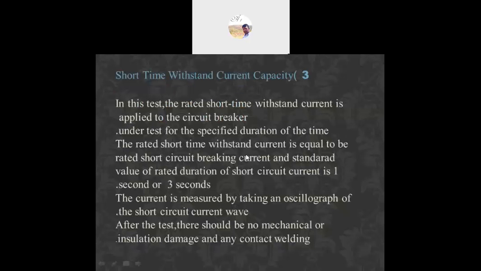So the current is measured by taking the oscillograph of the short circuit current. That will be tested, that is of a transient nature. So it can withstand or not. After this, there should be no mechanical or insulation damage.